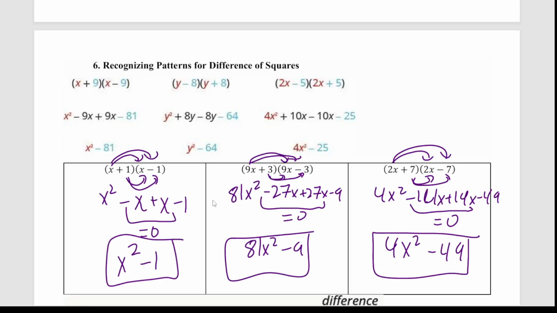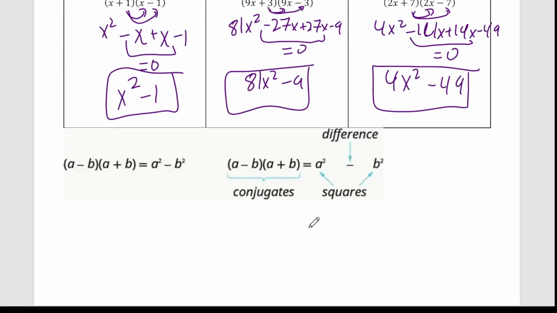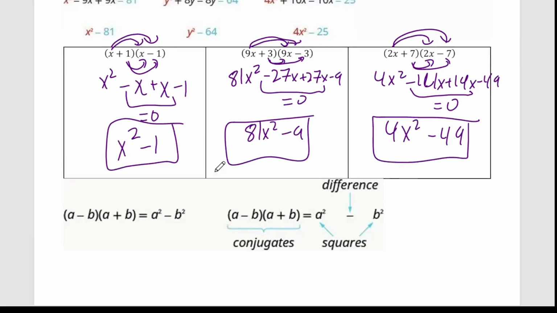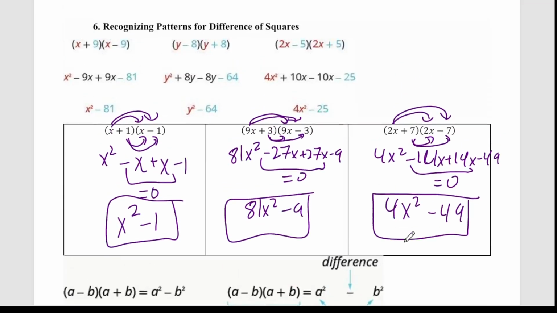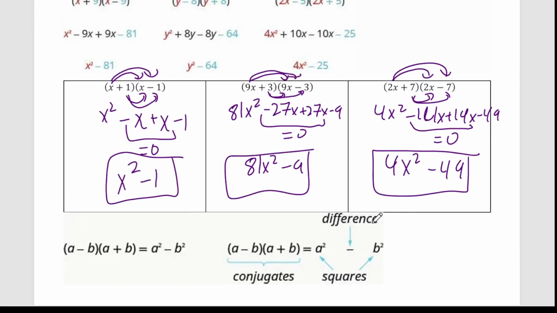A mistake people often make is they forget to also square the coefficient that's attached to the first term. Don't forget that you want to do that too. And then that will allow you to recognize this general difference of squares pattern, which is going to say that if they are conjugates, that's the word for one being a minus b and the other one a plus b, whatever a and b happen to be, then it will always end up as the difference of their squares. So it will be the first term squared minus the second term squared. And that will be helpful for factoring in order to memorize that general pattern.